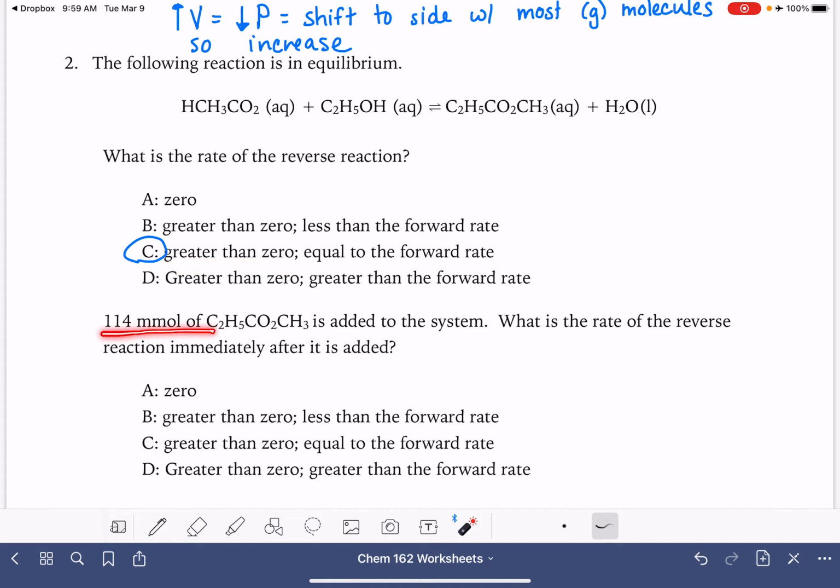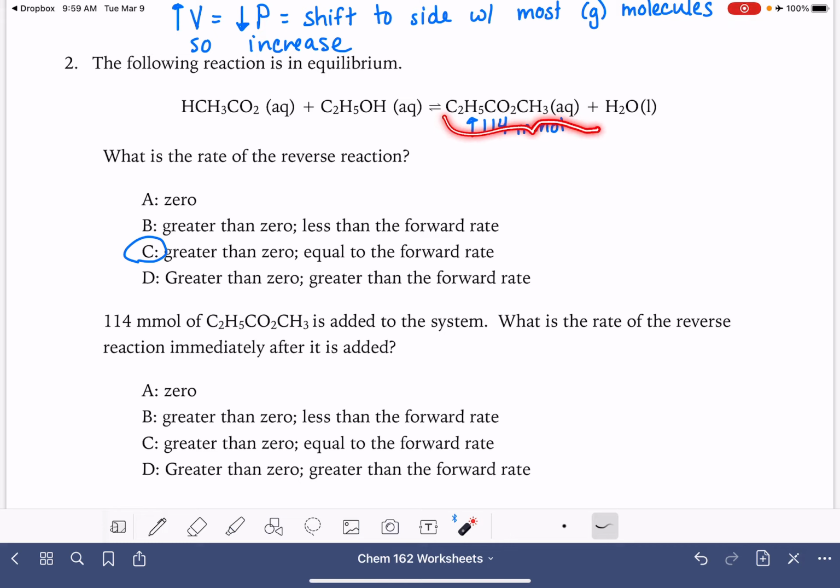Now it's telling us that we've added 114 millimoles of this substance right here. What is the rate of the reverse reaction immediately after it's added? So when we add this substance, when we add anything, the system is not in equilibrium anymore because we have stressed it out, and it's going to respond by trying to minimize that stress and put itself back into equilibrium. So we want to first think about LeChatelier's principle. If we are increasing this product by 114 millimoles, what's this going to do to the position of equilibrium?